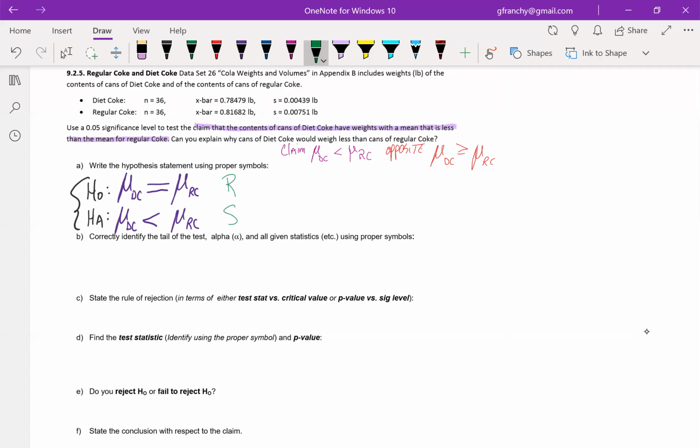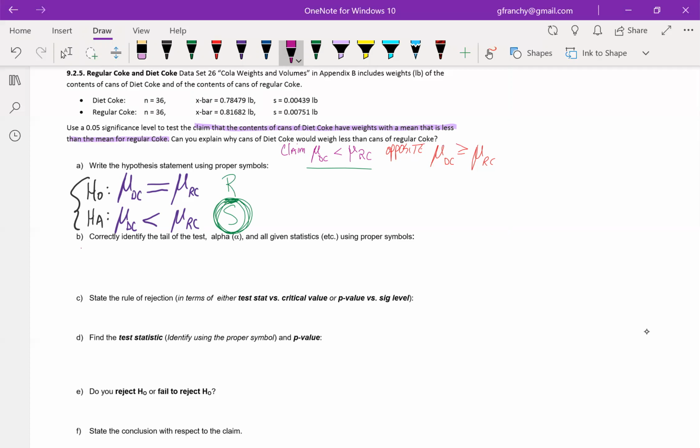And speaking of what we saw in the claim, when we put the R and the S here, it is the S that represents, or it's the alternate hypothesis that represents the claim. So that's why we're going to make a note on our S here. So when we get down to stating the conclusion with respect to the claim, that S is for support. We will talk about whether or not we can support the claim.